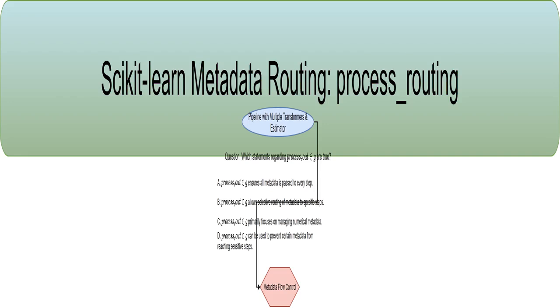This introduces the core concept, scikit-learn's process_routing function, which is crucial for managing metadata, additional information, within machine learning pipelines. It's like a traffic controller for data, determining which parts of your pipeline receive what information. We'll explore how this works in the following questions.